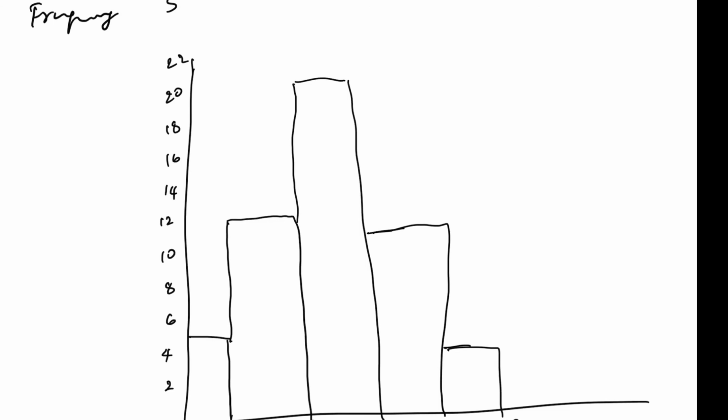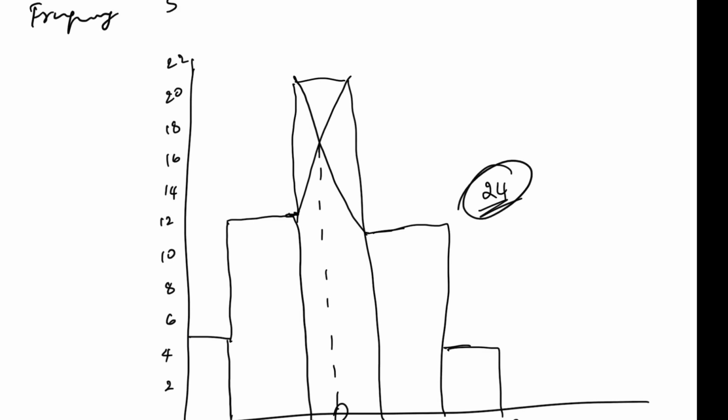Now which is the longest bar in this one? So this is meeting at 20. From this top you draw a line, similarly from this point to this a straight line. Now where they intersect, that particular point will be your mode. So somewhere it's here, so you can consider it 24 or something. It's not exactly drawn because I haven't used a graph sheet. This is how you find the mode.